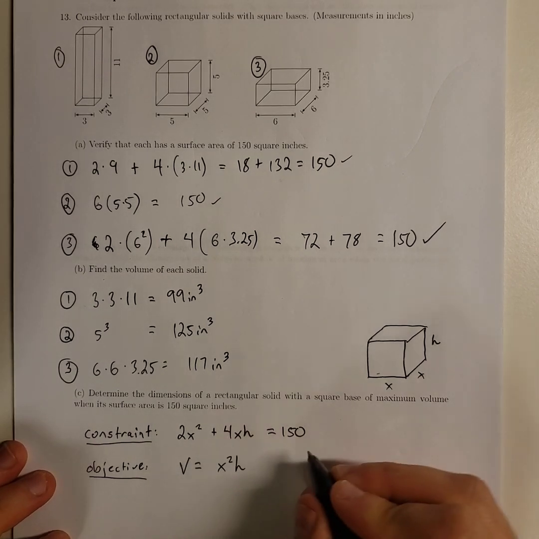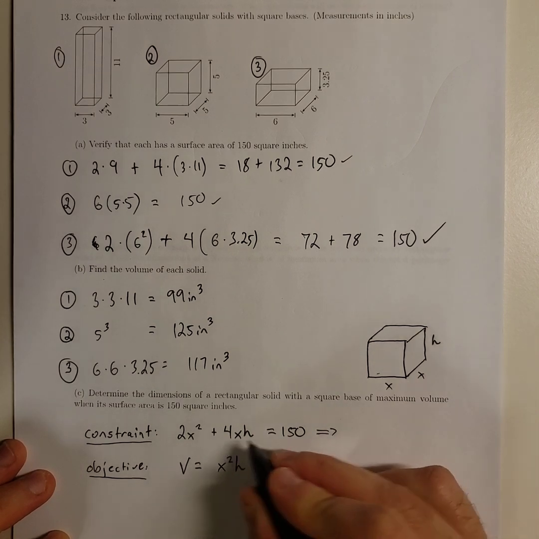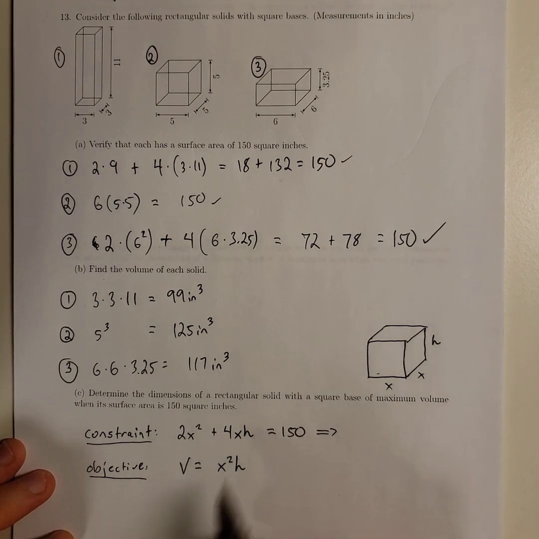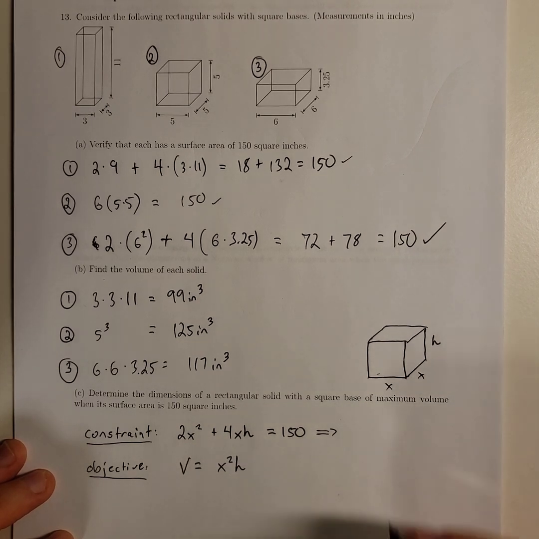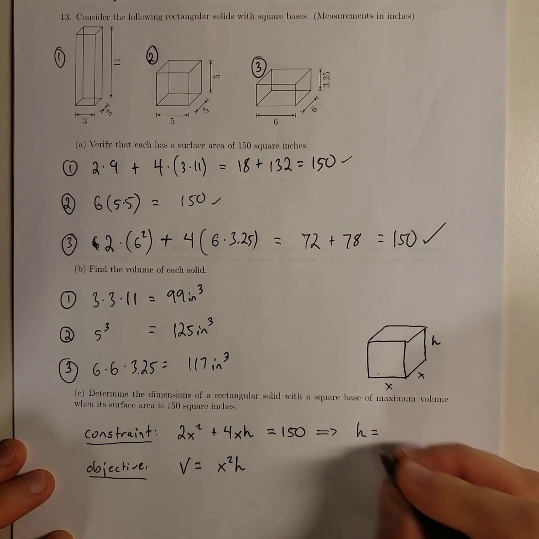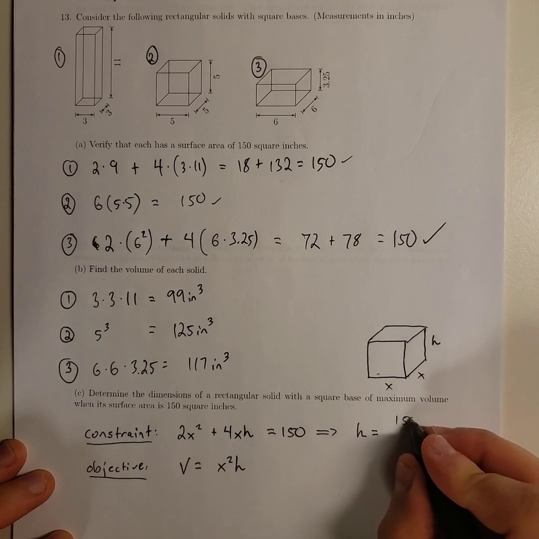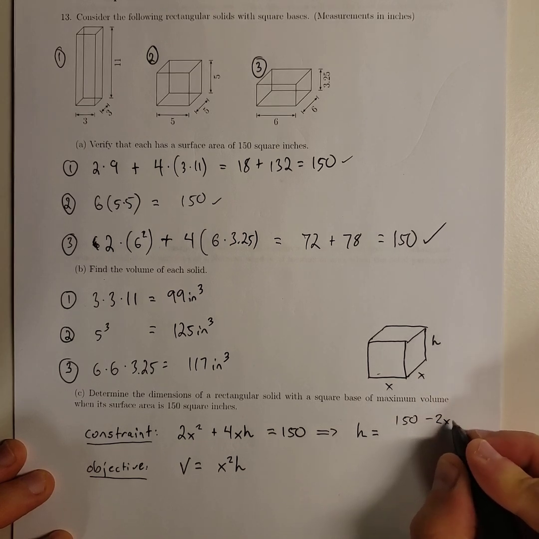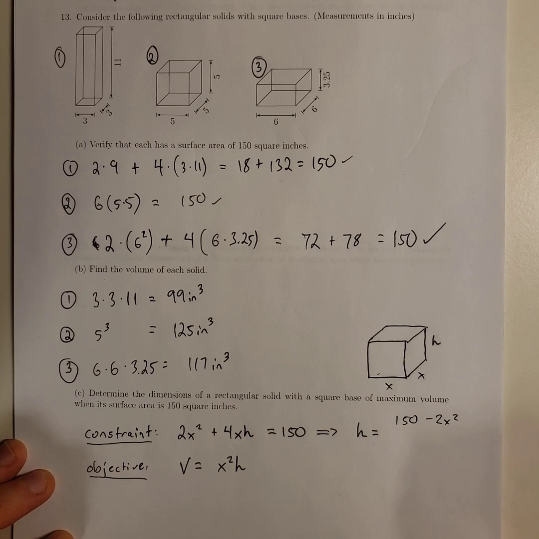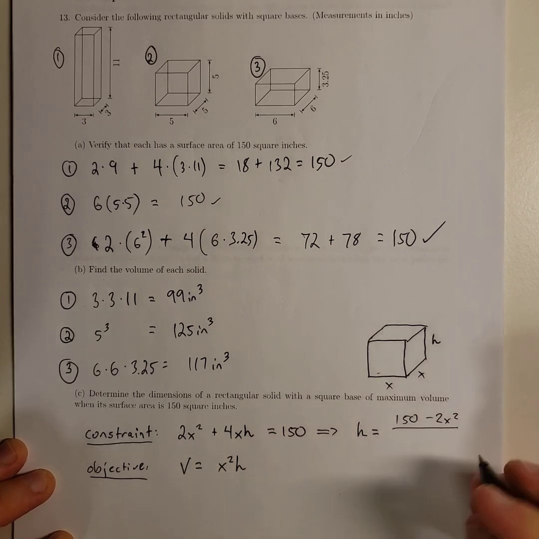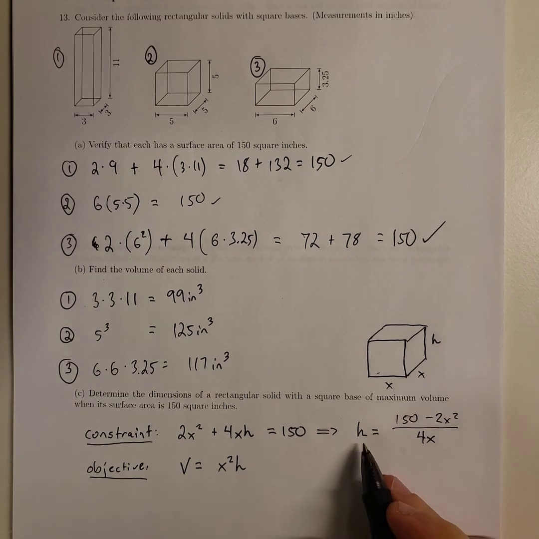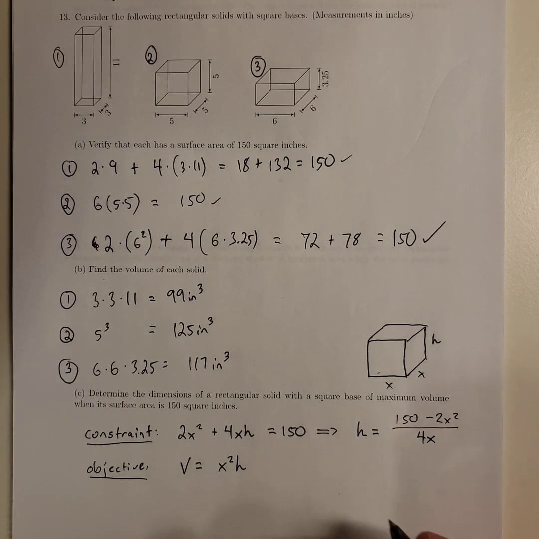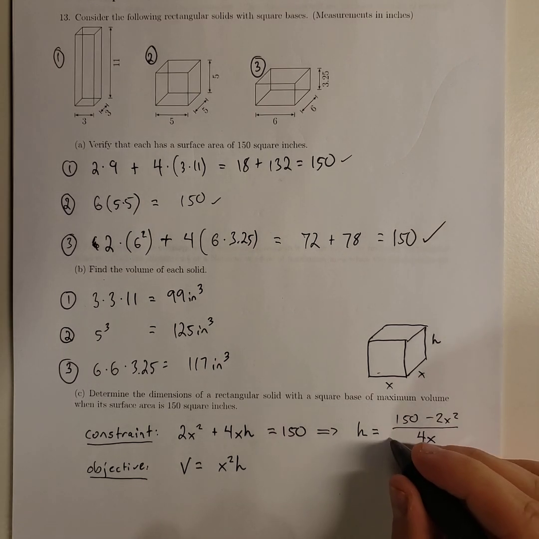So we want an equation with just one variable. So we could take the constraint equation and solve for one of the variables. The easiest one in this case is the h. So subtract 2x squared, divide by 4x. You get h is equal to 150 minus 2x squared over 4x, so that's first subtracting the 2x squared, and then dividing by the 4x. So now we have h in terms of x, so we can use that to plug into the h in the volume formula.